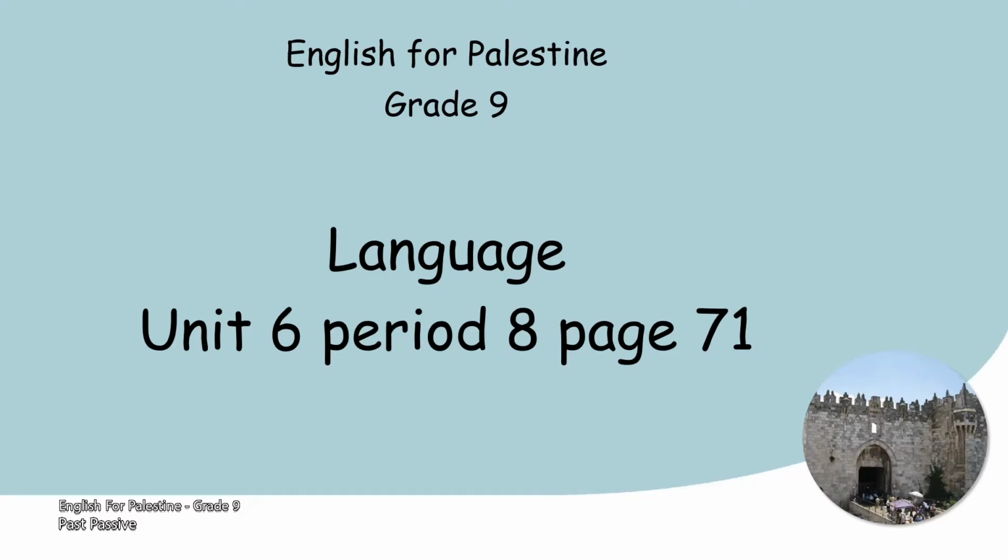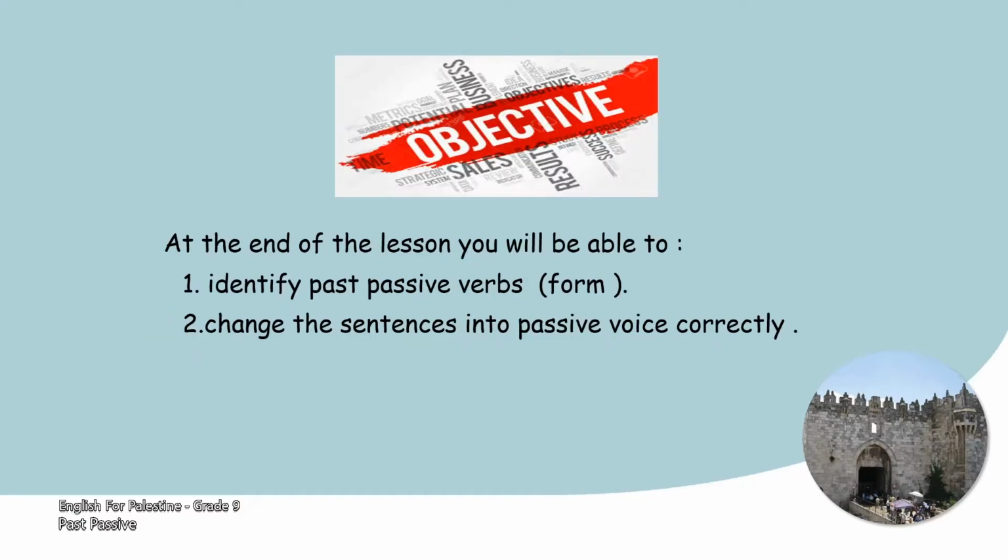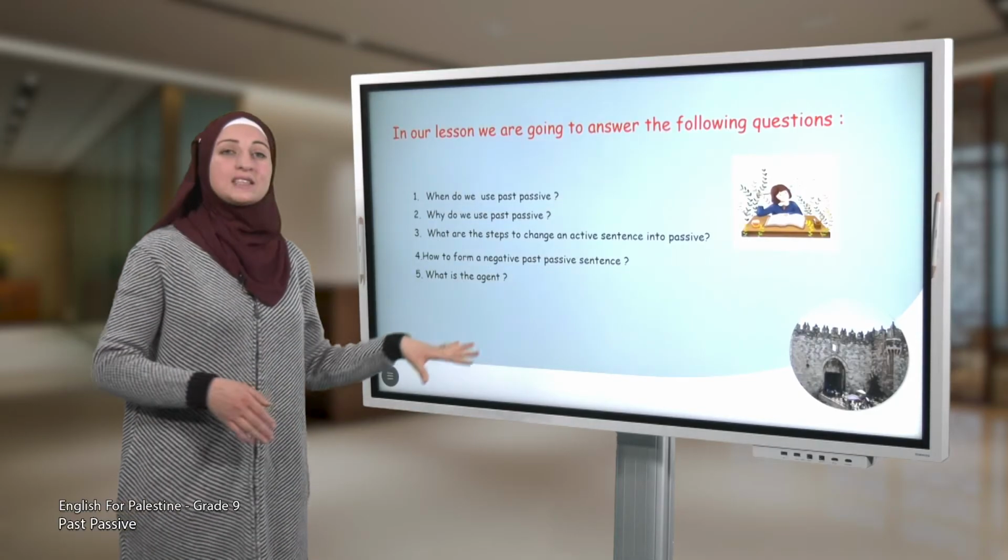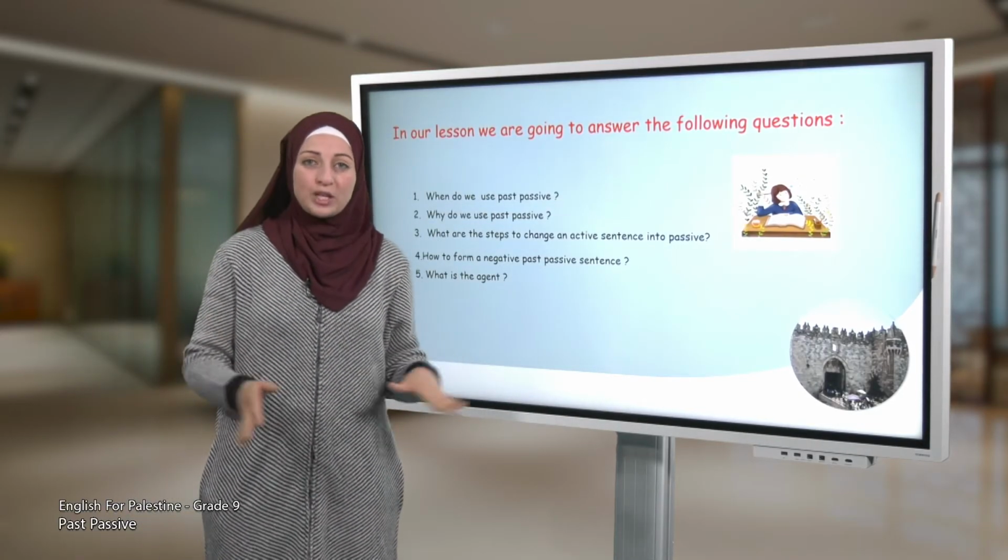Let's start. At the end of this lesson, you will be able to: number 1, identify past passive verbs or forms. Number 2, change sentences from active to passive voice correctly.